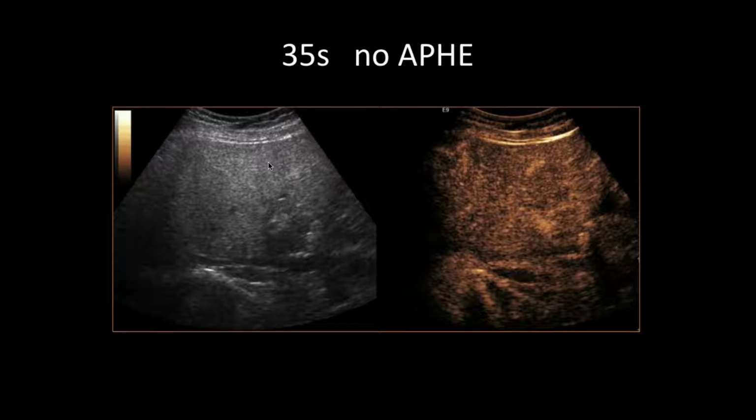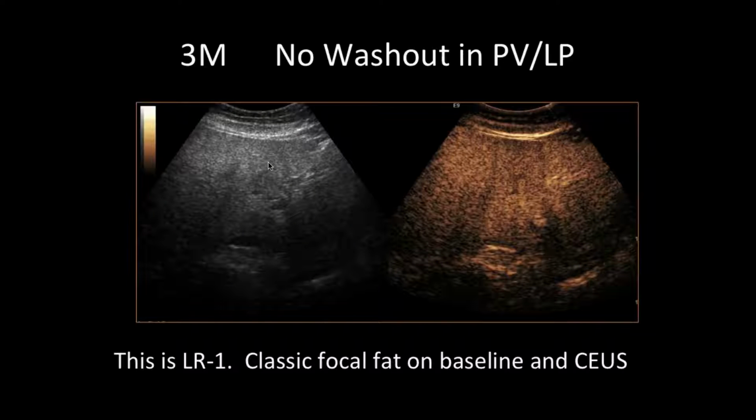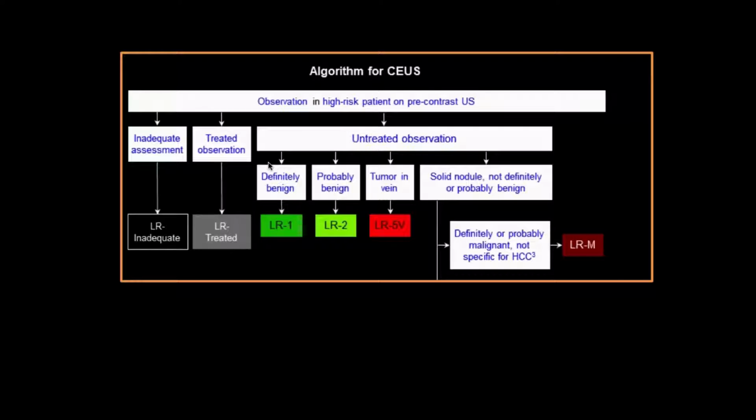We can see in the arterial phase that the liver enhances uniformly and that we cannot detect the fatty mass lesion in the liver, so there's no arterial phase hyperenhancement. And we do sweeps through the liver regularly from the end of the arterial phase to about 5 minutes, and we see no evidence of washout, and again the lesion is essentially isovascular with the background parenchyma. So this is also LR1, classic focal fat on baseline and CEUS.